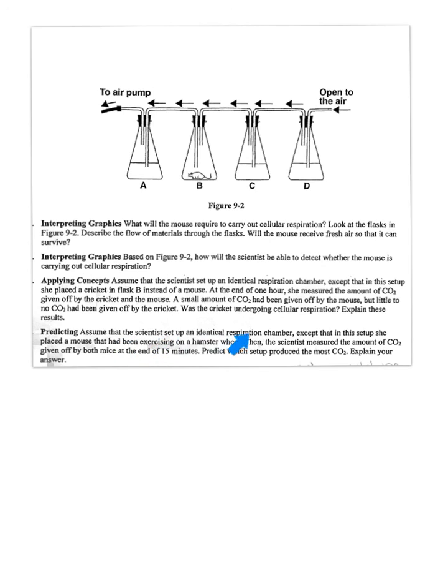Assume the scientist set up an identical chamber, except that in this setup she placed a mouse that had been exercising on the hamster wheel. There we go. And then the scientist measured the amount of CO2 given off by both mice after 15 minutes. Predict which setup would produce the most CO2, and hopefully you say the one that was exercising. And why? Because it was doing more cellular respiration.